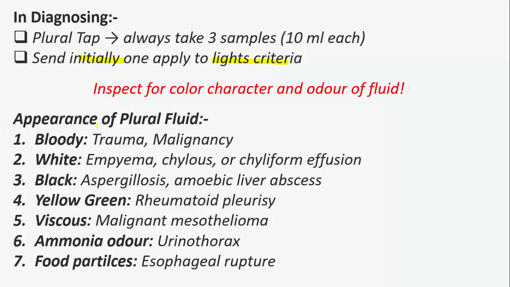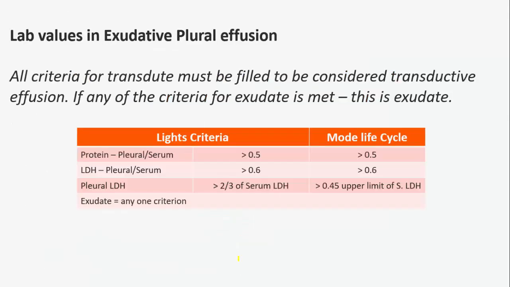Appearance of pleural fluid: if it is bloody, then trauma or malignancy can be there. If it is white, empyema, chylous or chyliform effusion. If it is black, then aspergillosis or amoebic liver abscess. If it is yellowish green, then rheumatoid pleurisy. If it is viscous, then malignant mesothelioma. If ammonia odor, then urinothorax. If food particles, then esophageal rupture.